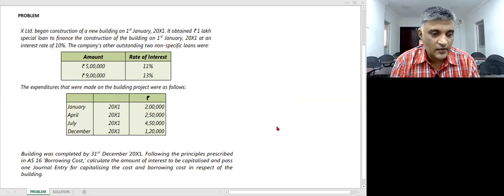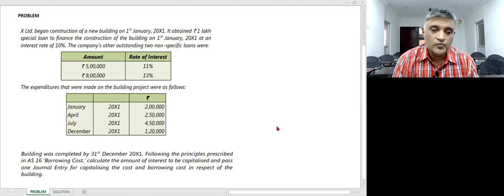The expenditures that were made on the building project were as follows. January, you have spent 2 lakhs. April, you have spent 2,50,000. July, you have spent 4,50,000. December, you have spent 1,20,000. If you add up everything, you will have 10,20,000, right? 2 plus 2.5 plus 4.5 plus 1.2. The total amount spent on the project is 10,20,000, which anyway will be taken to the building account. Building was completed by 31st of December X1.